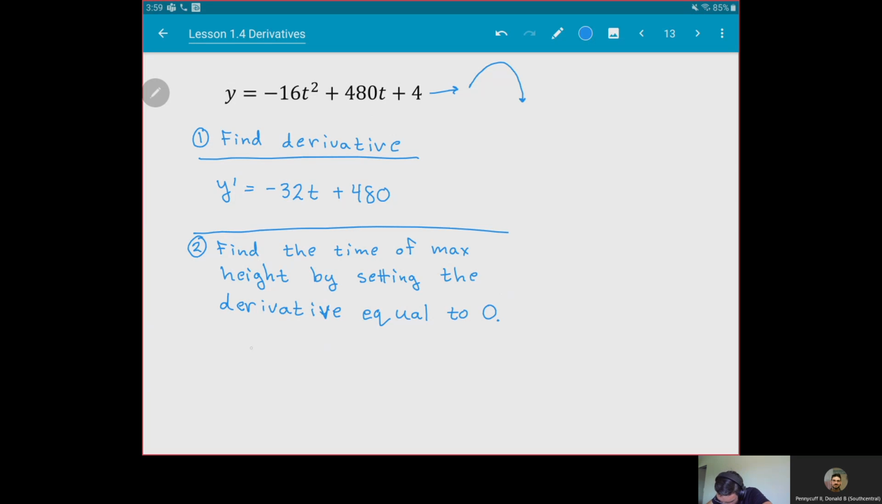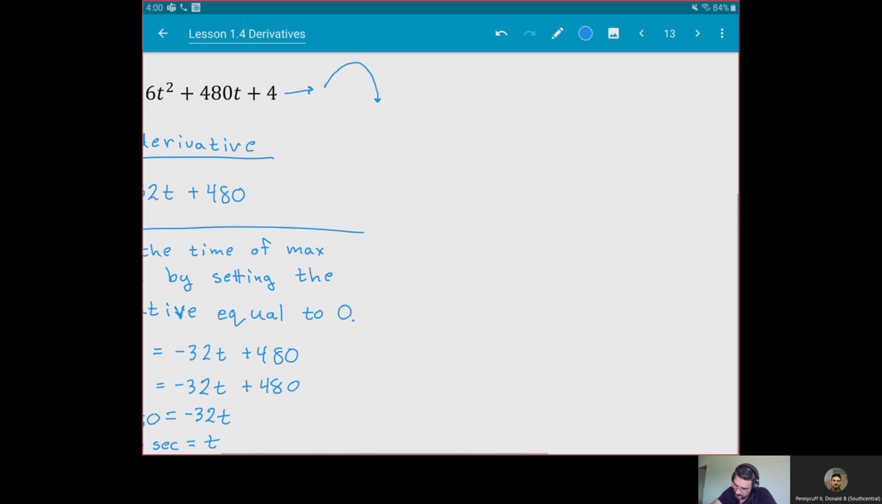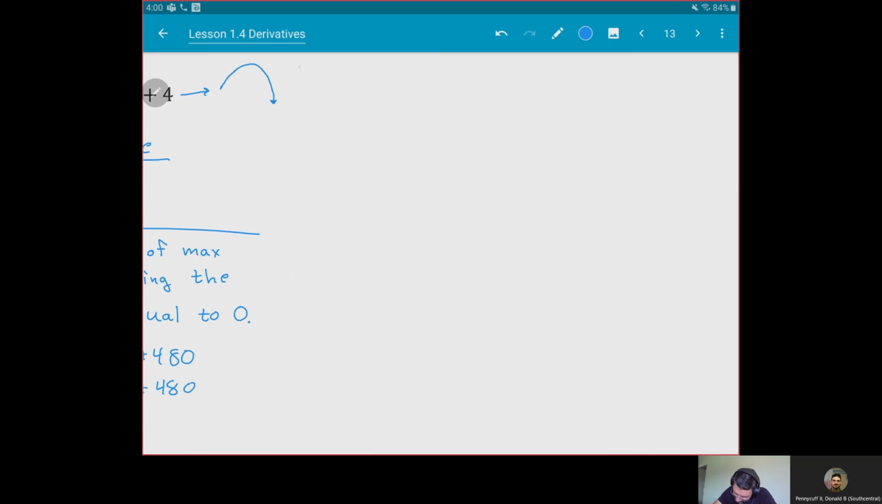Okay, so that's going to be y prime is equal to negative 32t plus 480. 0 equals negative 32t plus 480. Negative 480 equals negative 32t, and 15 seconds is equal to t. So it takes 15 seconds to reach maximum height. And so now that I have that, I can actually find the maximum height.